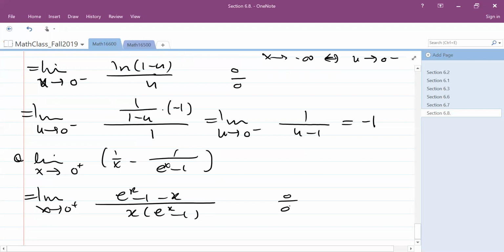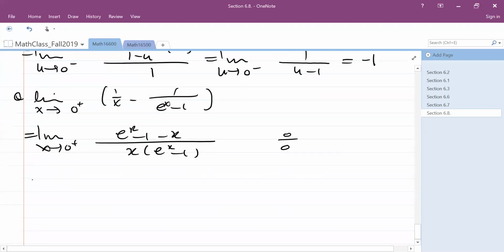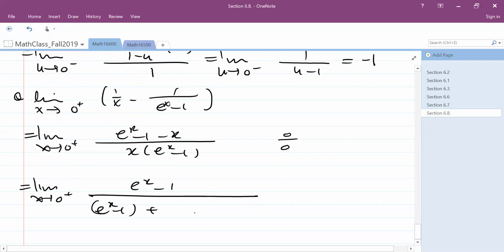And apply L'Hopital's rule. It's a little bit complicated, but the idea is clear, right? So you can apply L'Hopital's rule. All right, so now differentiate the numerator. It's easy. e to the x minus 0 is e to the x minus 1. All right, the new denominator, we have to apply the product rule. So it's going to be the derivative of x, which is 1, times e to the x minus 1, plus x times the derivative of e to the x minus 1, which will be just e to the x.